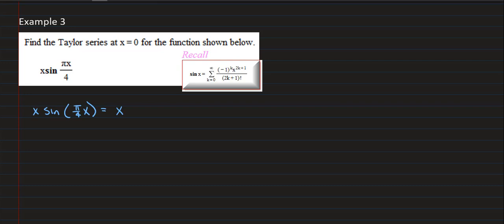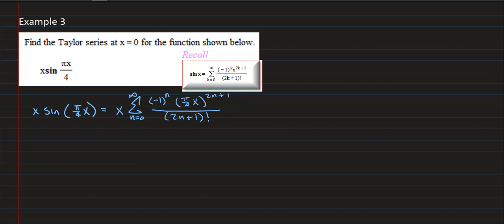So that's going to be x times, and then the series representation for sine is going to be the sum n equals 0 to infinity of negative 1 raised to the n times, in place of x, I'm going to plug in pi over 4x, and that's going to be raised to the 2n plus 1 divided by 2n plus 1 factorial.